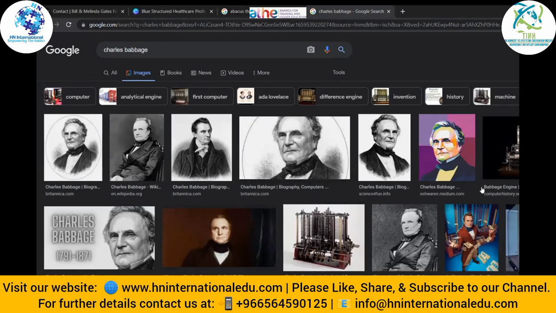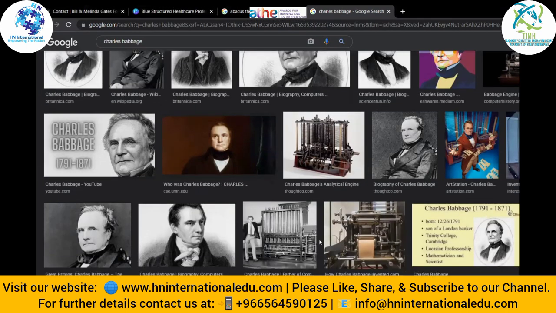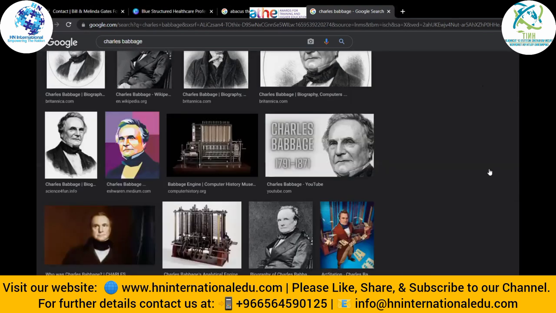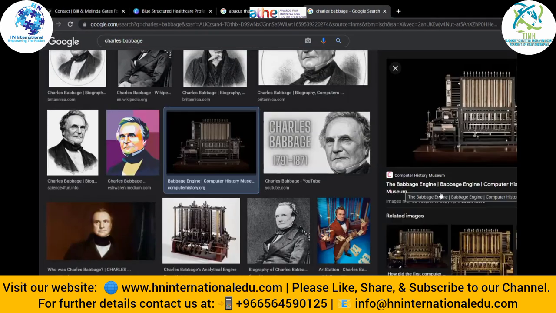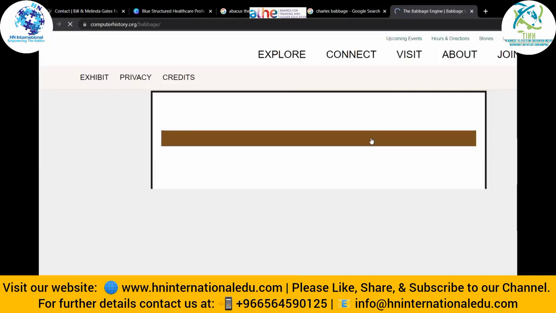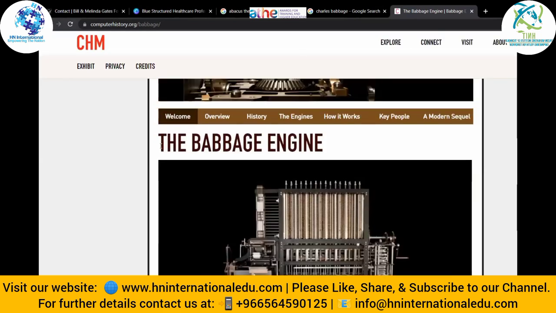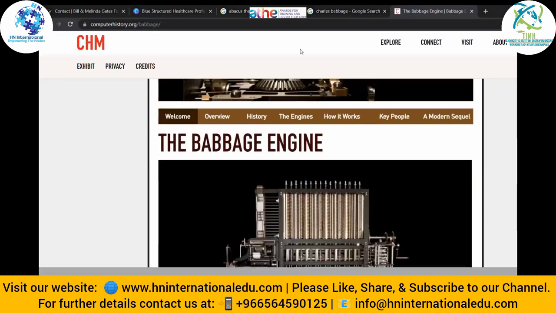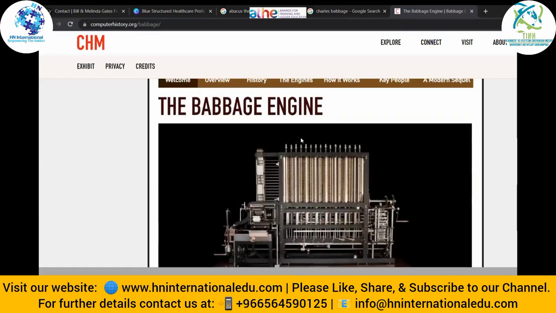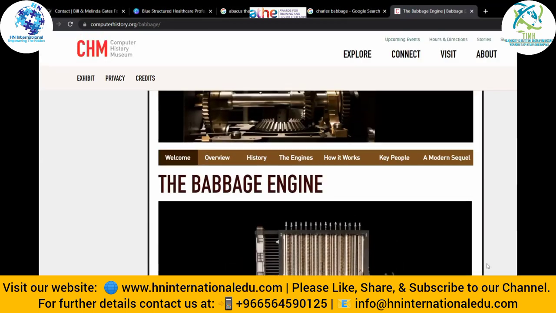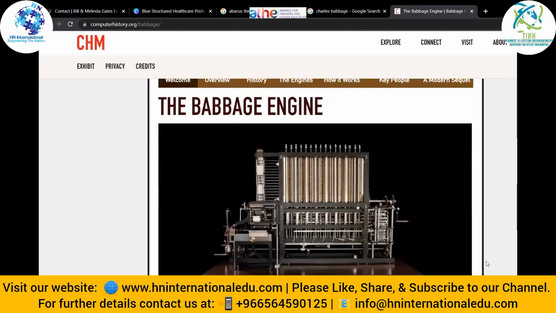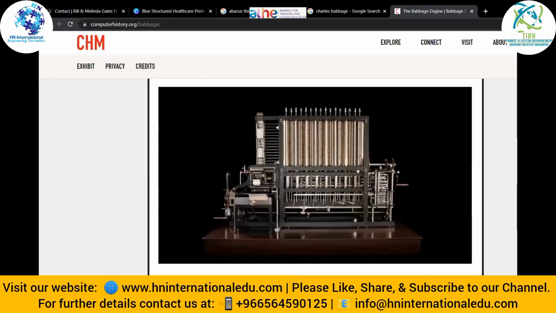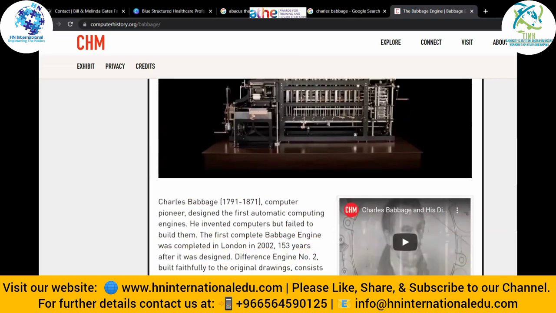Yeah, this is the man Charles Babbage who made this machine. Can you see this machine? Yes sir, you can see. So this was made in the 18th century. Can you see this page? The Babbage engine. It's visible. Yeah, the Babbage engine. Charles Babbage made this machine. This was also used for resolving some mathematical problems.